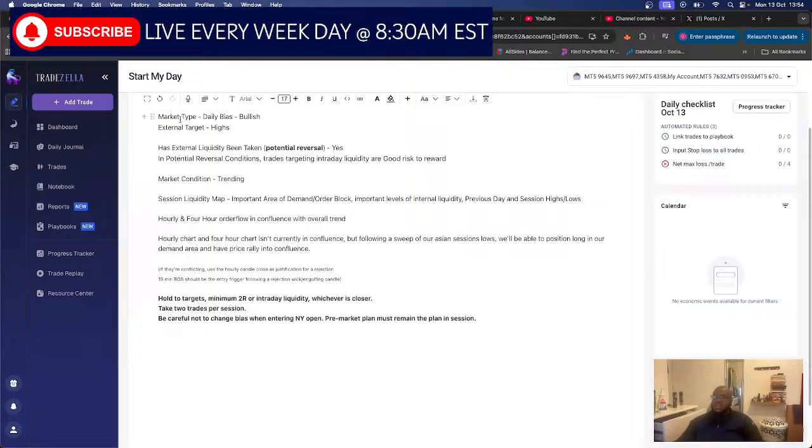We've got a market type of bullish for the day. We've got external targets of the highs. We've had our external liquidity be taken. Because we've had our external liquidity taken, we have a potential reversal condition, which means that we can now target our intraday levels of liquidity. The market's trending, obviously. We've got an area of demand, order block, so this is a perfect place to position.